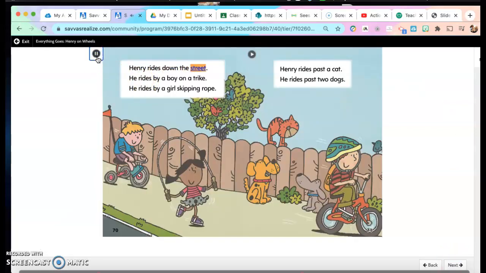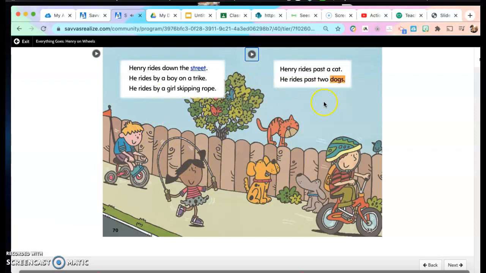Henry rides down the street. He rides by a boy on a trike. He rides by a girl skipping rope. Henry rides past a cat. He rides past 2 dogs.